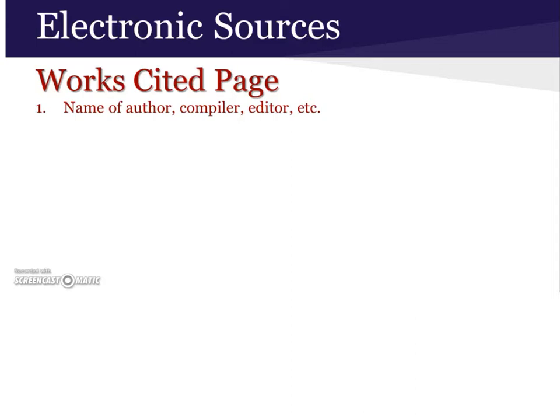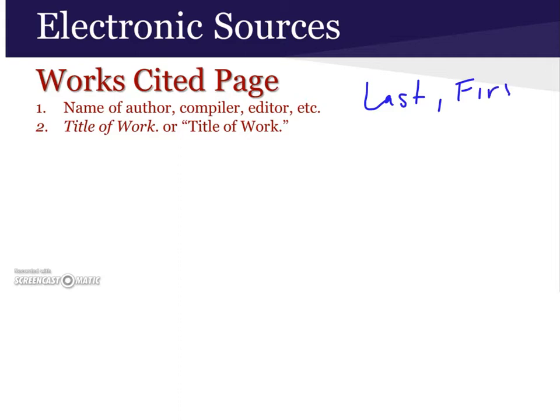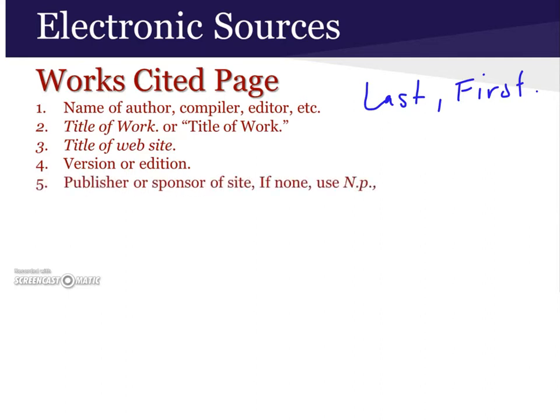First of all, you have the name of the author, the compiler, the editor, etc., with, of course, last name, comma, first name, followed by a period. Next, you include the title of the work italicized or in quotes if it's part of a larger work, followed by a period. Then you have the title of the web page, italicized, followed by a period. The version or the edition, the publisher or the sponsor of the site. If none is available, you use a capital N, lowercase p in italics, followed by a comma.